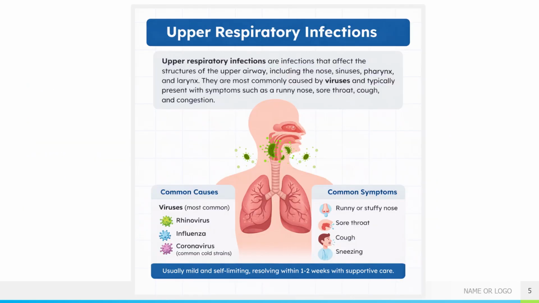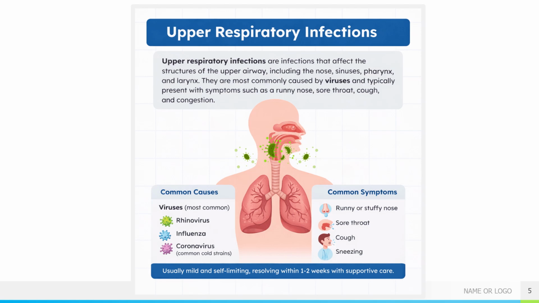So starting with upper respiratory infections, or URIs, these are infections involving the structures of the upper airway, including the nose, sinuses, pharynx, and larynx. And these infections are extremely common, one of the leading reasons patients seek health care. Fortunately, most URIs are viral, meaning antibiotics are not effective, and treatment is generally supportive. But there are times when they can be bacterial, so we need to pay closer attention with more severe symptoms.